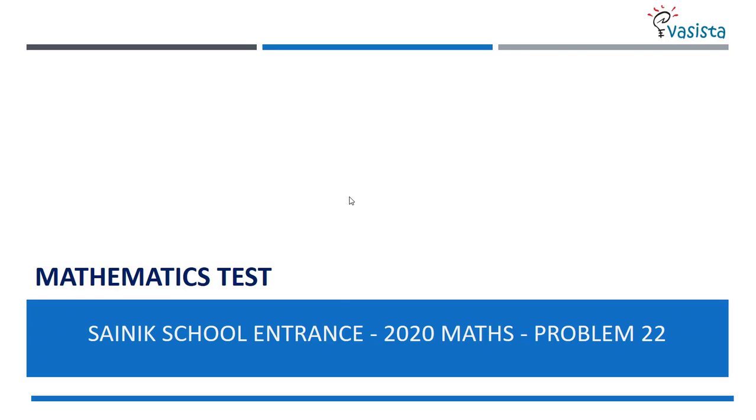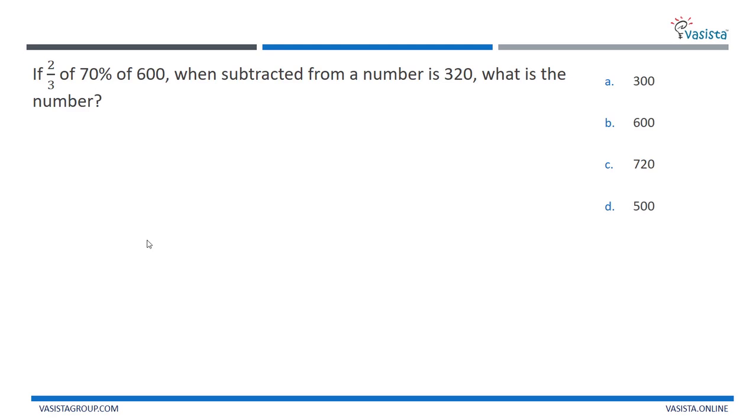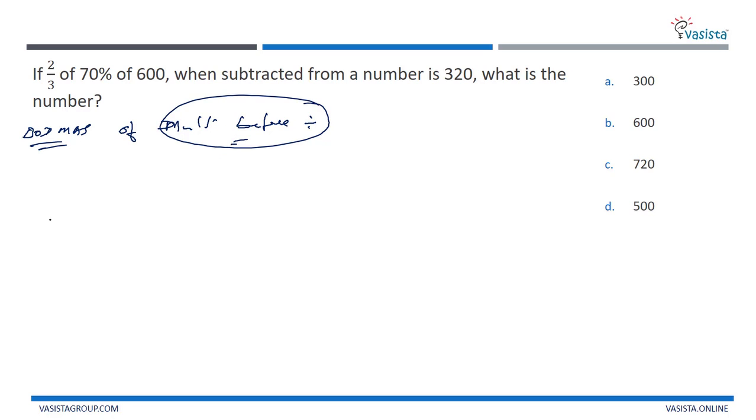Fine, let me enter problem number 22. It is also a simplification problem, right? You know that is the BODMAS rule, right? BODMAS rule. O means what? Of, and D is division, multiplication before division, correct? Multiplication before division, you should remember this. Now the question is what? If 2 by 3 of 70% of 600 when subtracted from a number is 320, what is that number?